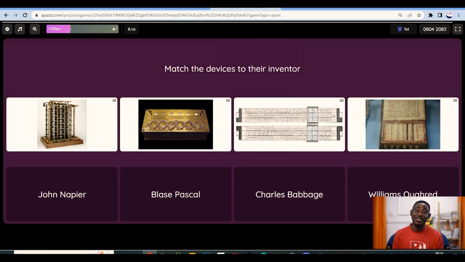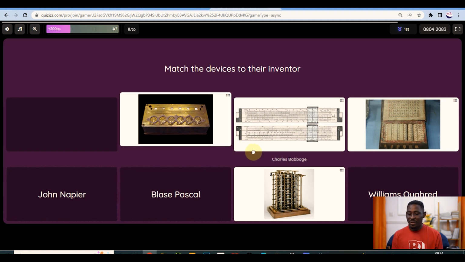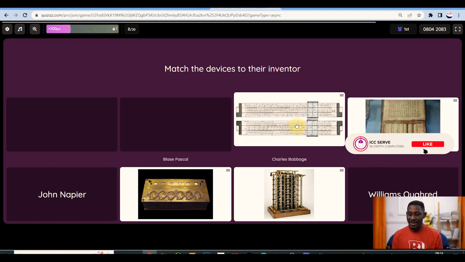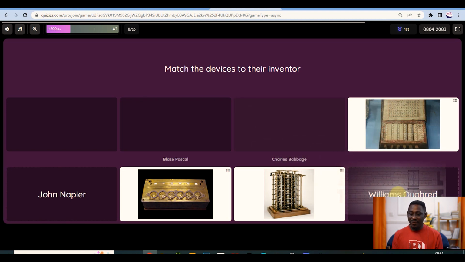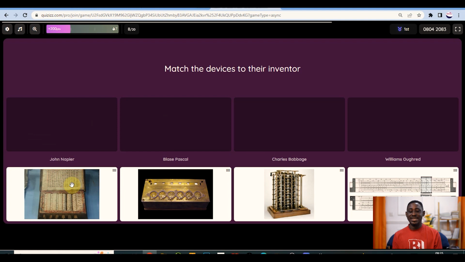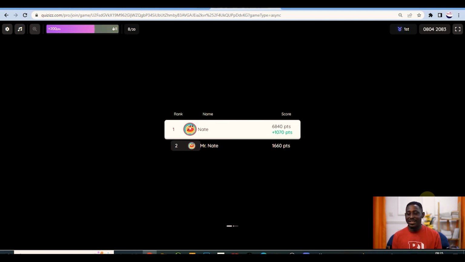Match the devices to their inventor. Yes, this is the analytical engine. We match it to Charles Babbage. This is the Pascal's wheel. We match it to Blaise Pascal. This is an invention by William Oughtred, the slide rule. And this is the Napier's bones. Yes, let's see if this is correct. Yes, this is correct. So let's move to the next question.